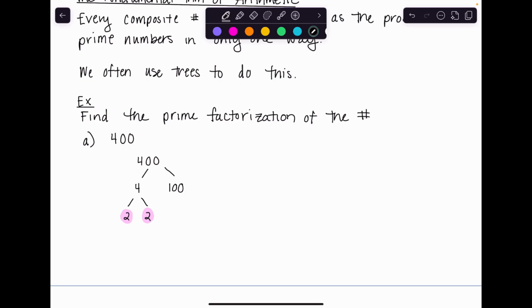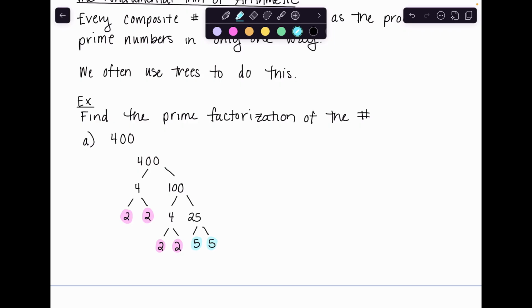Now going through 100, maybe you notice, oh yeah, okay, well 100 is 4 times 25. Well, neither of those are prime either. So instead, I'm going to break this 4 down more as 2 times 2. And now the end of my tree has led me to 2 prime numbers. And same thing, 25, I can write as 2 primes. That's 5 times 5.